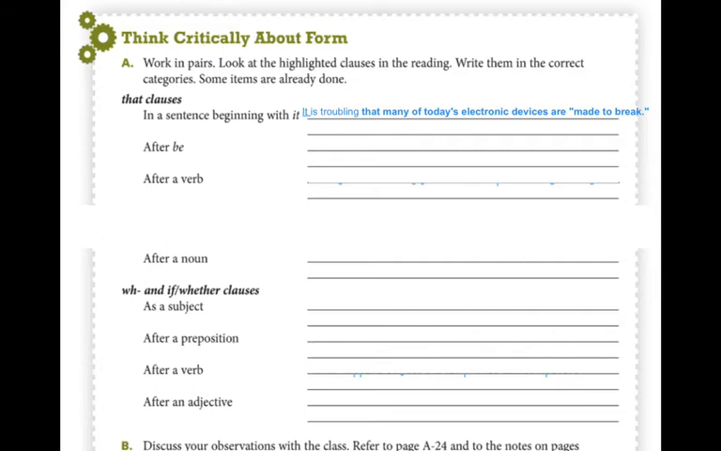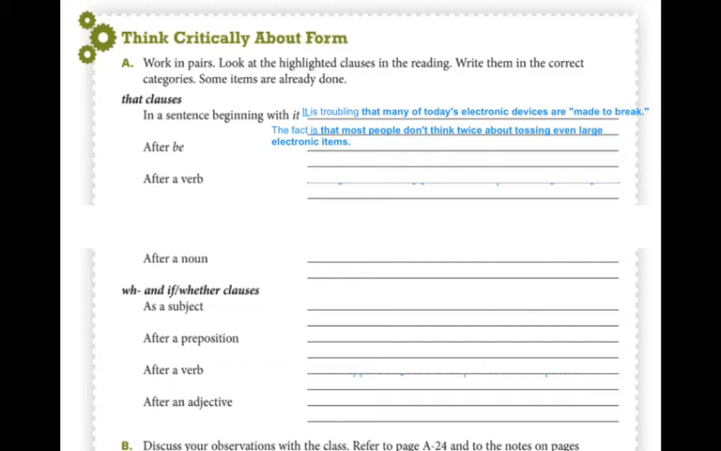Now let's look for a that clause after the verb be, which is like an equals sign. The fact is that most people don't think twice about tossing even large electronic items. Tossing means discarding, throwing away, getting rid of. The fact, subject, is, verb. Now we have a complement. Our complement for the verb be can be an adjective, a noun phrase, or a noun clause.